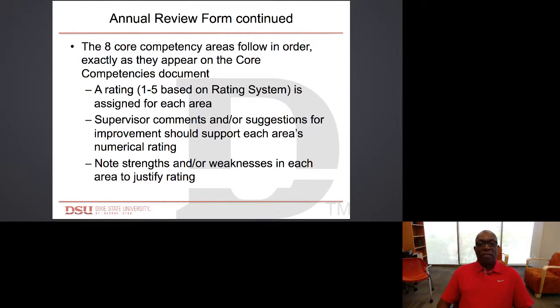The 8 core competency areas follow in order exactly as they appear on the core competency document. A rating 1 through 5 based on our rating system is assigned for each area. Supervisor comments and/or suggestions for improvement should support each area's numerical rating. Note strengths and/or weaknesses in each area to justify ratings.